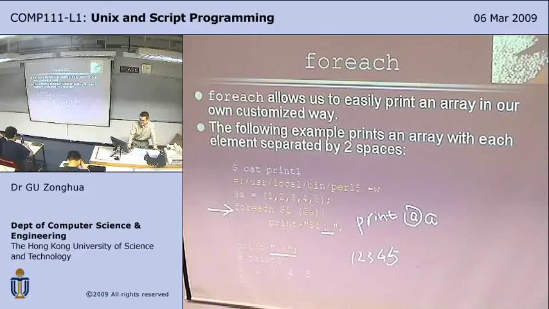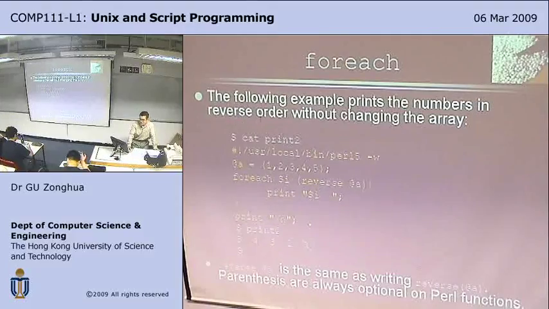So, print numbers in reverse order. So remember that reverse is this keyword that takes an array and returns a reversed array based on ASCII order, right? It's not the numeric order. So reverse of 1, 2, 3, 4, 5 is 5, 4, 3, 2, 1.